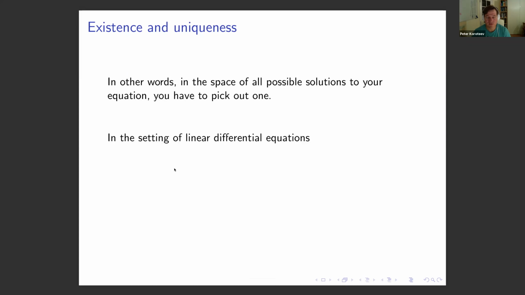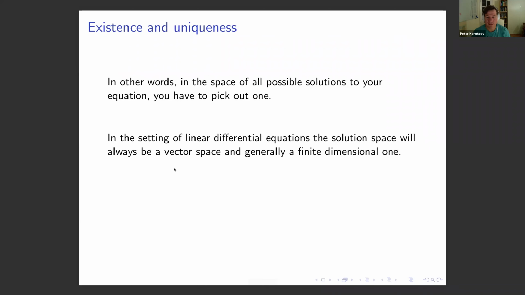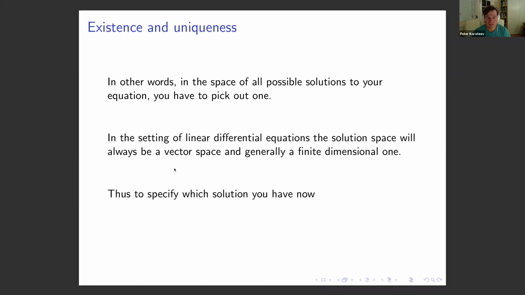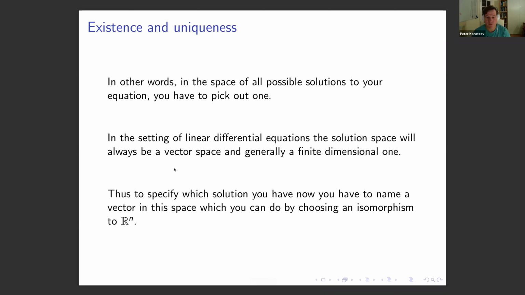So in this setting of linear differential equations, the solution space will always be a vector space, and generally a finite dimensional vector space. Thus, in order to specify which solution we have, we need to name a vector in the space, which we can do by choosing an isomorphism to Rn, the n-dimensional Euclidean space. And that's already part of the story that we know. We talked about this in the linear algebra portion of the class.